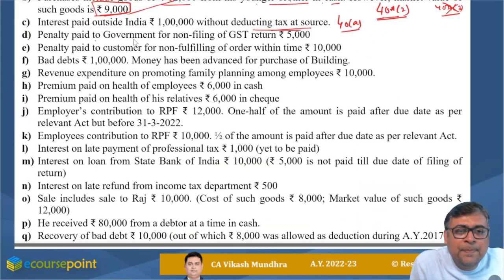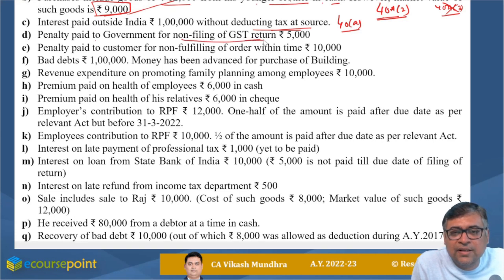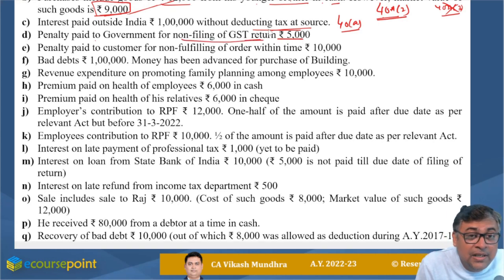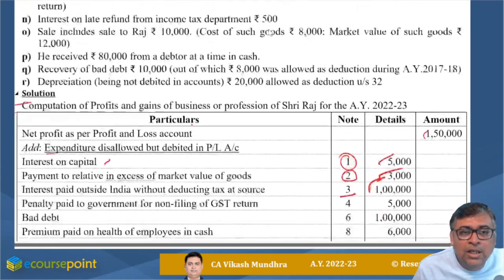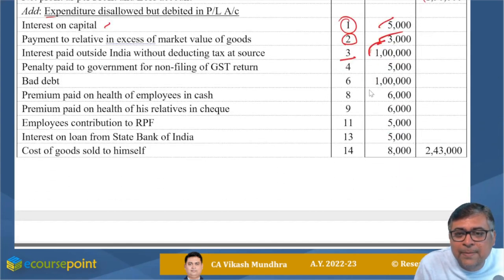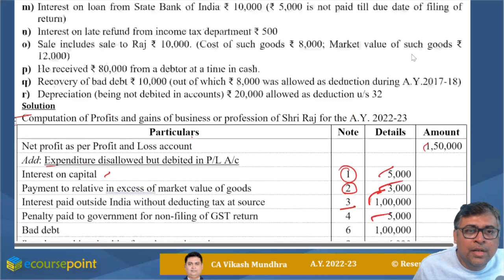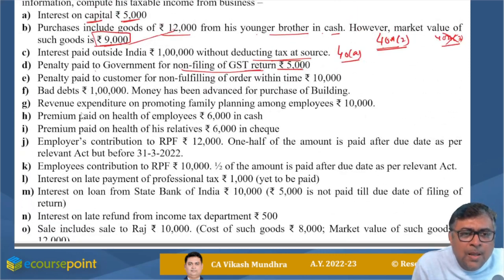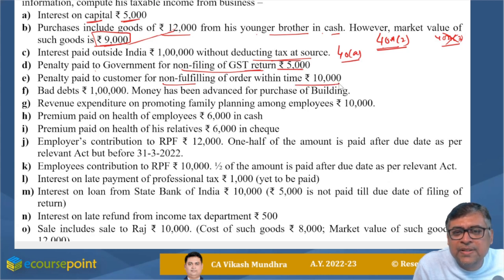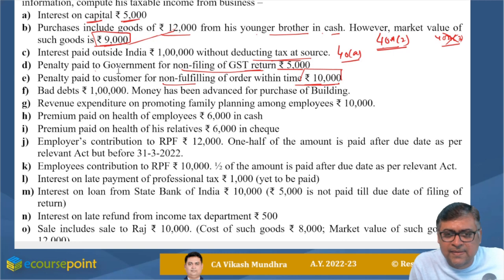Next, penalty paid to government for non-filing of GST return rupees 5,000. If it is penalty, it should be disallowed under section 37. So I add back this one 5,000. Now next one, penalty paid to customer for non-fulfilling of order within time rupees 10,000. This is not a violation of law. Case number D was a violation of law, surely disallowed. Case number E is not a violation of law, it's a violation of a contract, so nothing to be done in this respect.